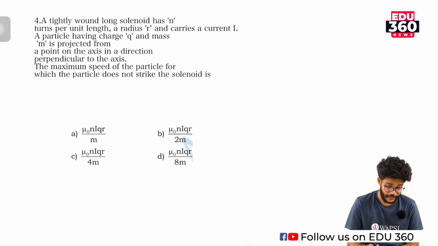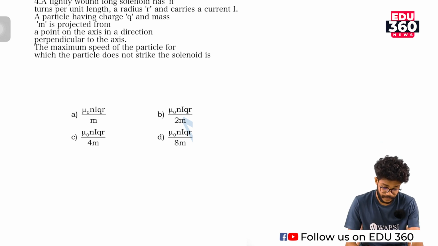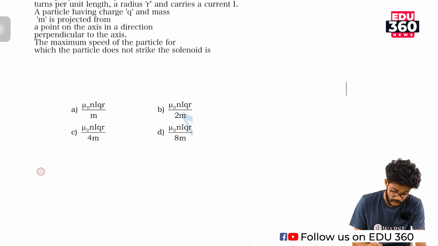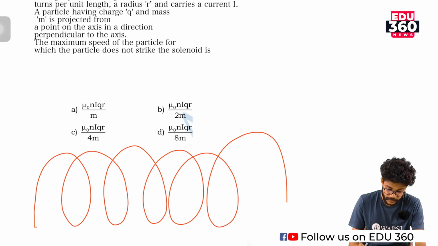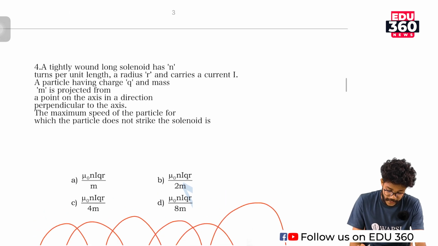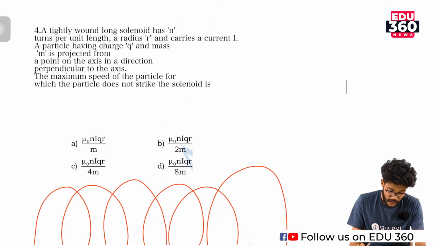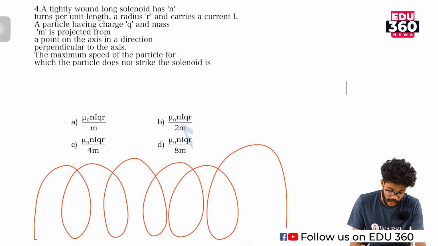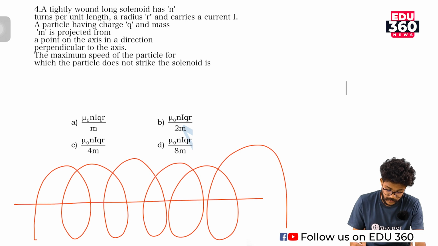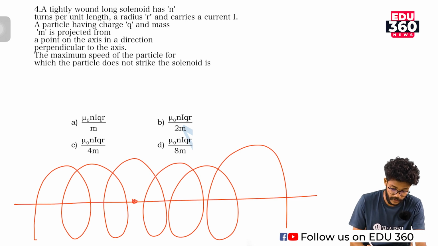So first I will draw a solenoid. Consider that this is a solenoid with a radius r and carrying current I. A particle having charge q and mass m is projected from a point on the axis. So this will be the axis and this is the point on the axis, in a direction perpendicular to the axis, so it is projected perpendicularly.